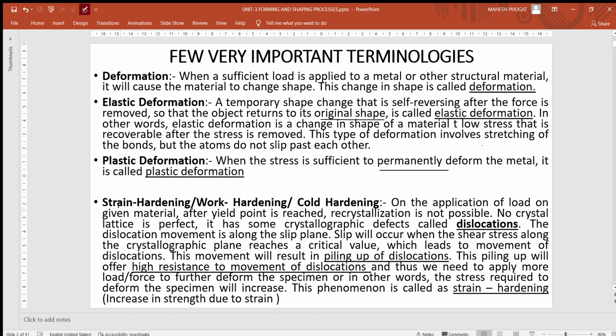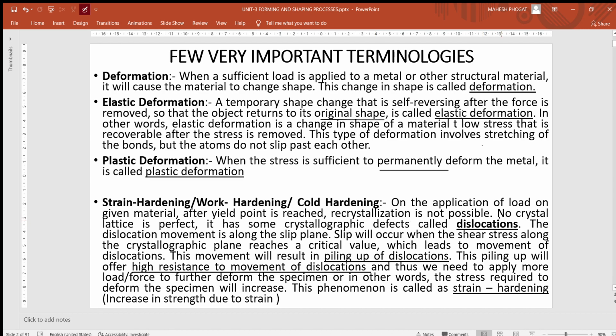The next definition is strain hardening. Whenever you are applying the load on the material after the yield point, there is a point which is called the yield point available on that stress strain curve. Recrystallization is not possible.